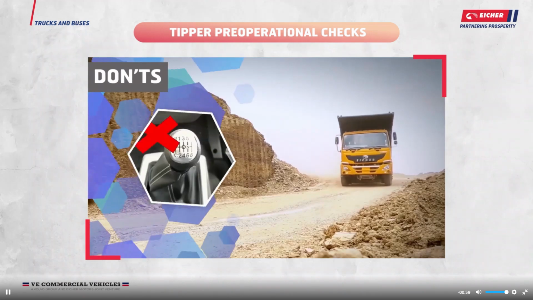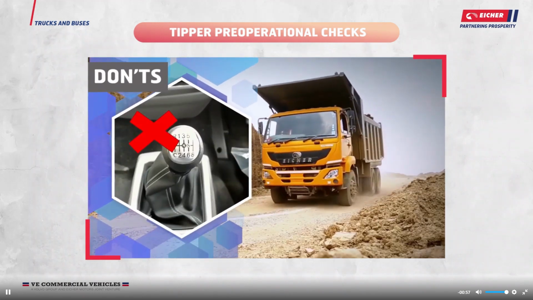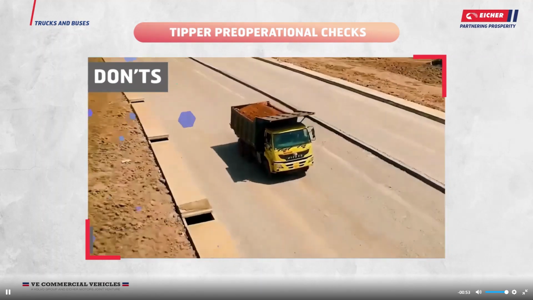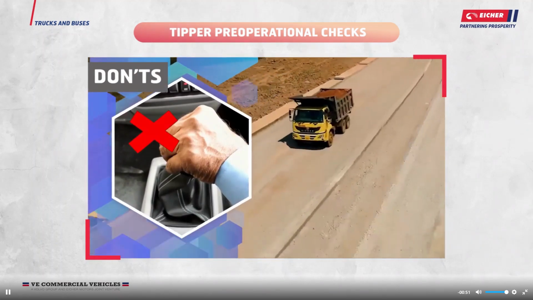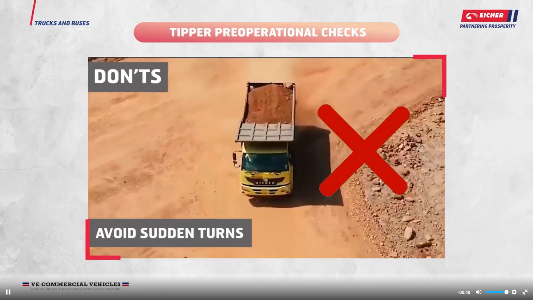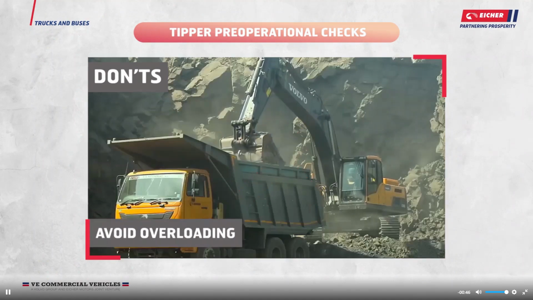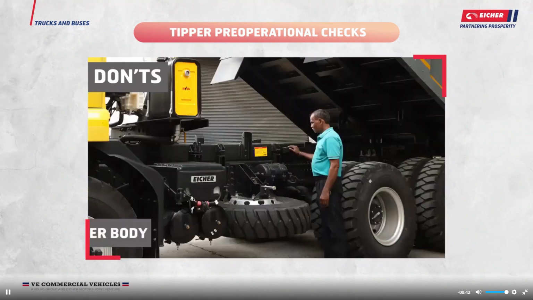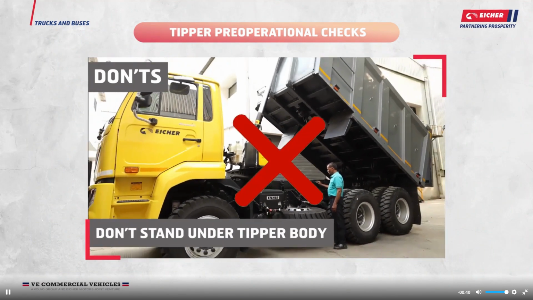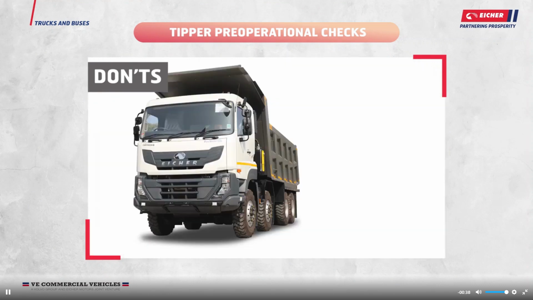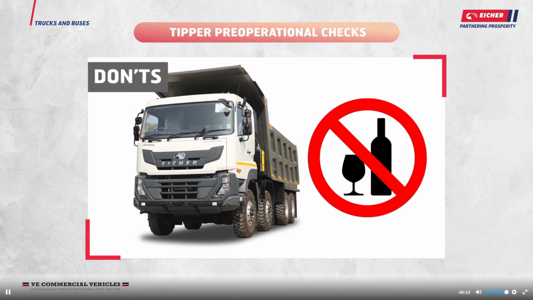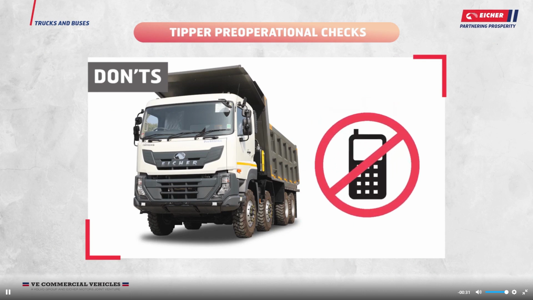Don'ts: do not run the vehicle in neutral gear during downhill. Avoid harsh braking. Don't skip gears while driving. Avoid sudden turnings on uneven road surfaces. Avoid overloading. Don't move the vehicle when the tipper body is lifted. Do not stand under the unsupported tipper body. Don't smoke in the vehicle. Don't drink and drive the vehicle. Don't use a mobile phone while driving.